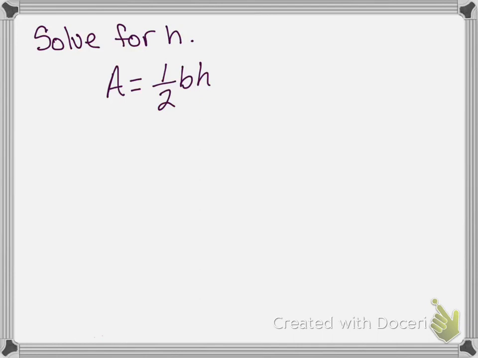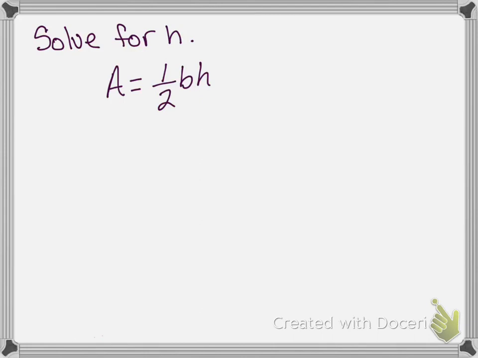So this one we're going to solve for H. A equals 1/2 base times height. Any guesses? Area of? A triangle. Good. It's an area of a triangle. Now, this one right here has a fraction. It's got that 1/2 right there. So we're solving for H.